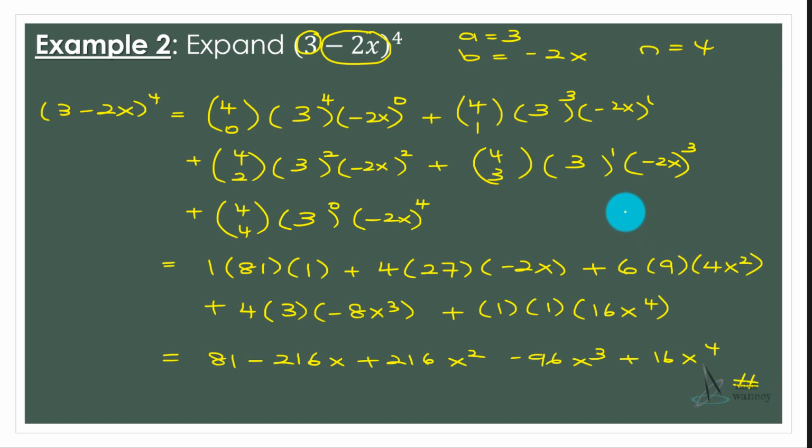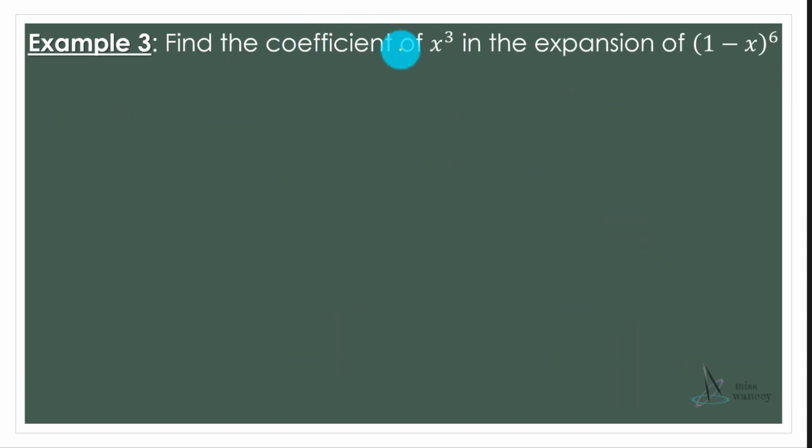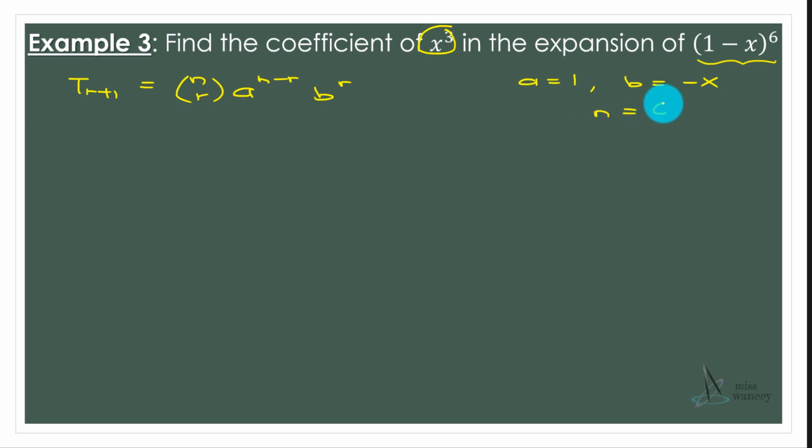Let us go to the third one. Find the coefficient of x cubed in the expansion of (1 minus x) to the power of 6. Okay, so I want some specific term. In this case, I want x cubed, so we have to use the formula for T(r+1), nCr a^(n-r) b^r. We have (1 minus x) to the power of 6, so a must be equal to 1, b is negative x, and n is equal to 6.